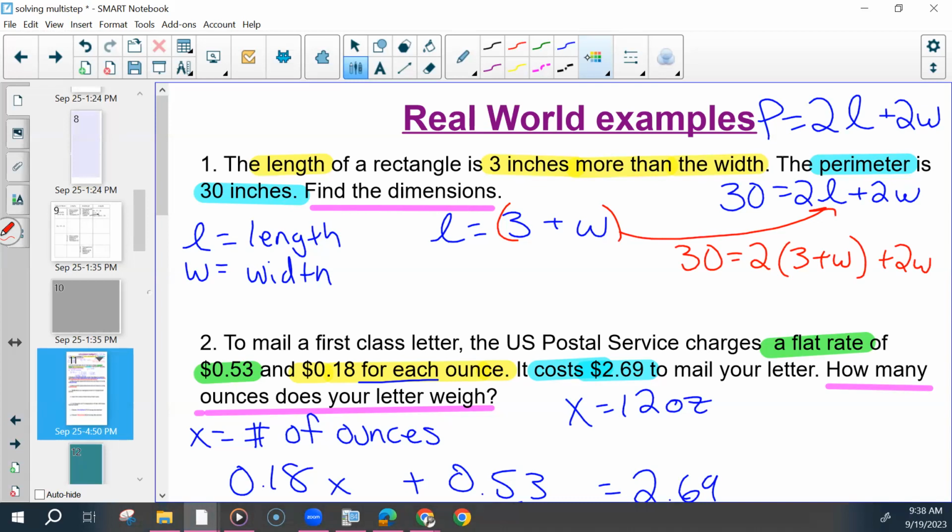When you do this, you're gonna notice that one of the variables disappears. That should happen. If you still have 2 variables in this, something's wrong. But now we have a regular equation that we can solve. So what would be our first step?